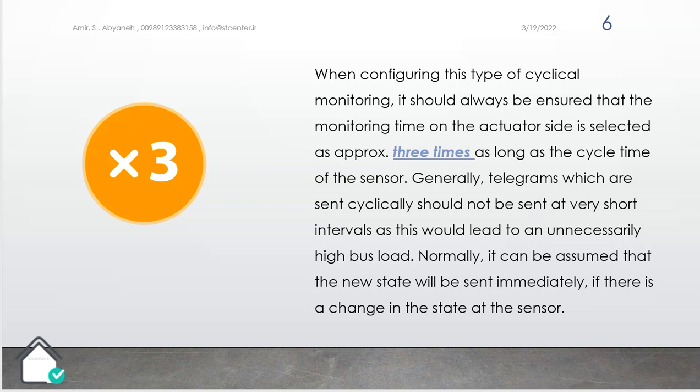And then, the important thing is always in the sensor parameters, where it asks us if a change is happening, whether it should send cyclically, or at change, or at change and cyclically. We recommend choosing at change and cyclically.